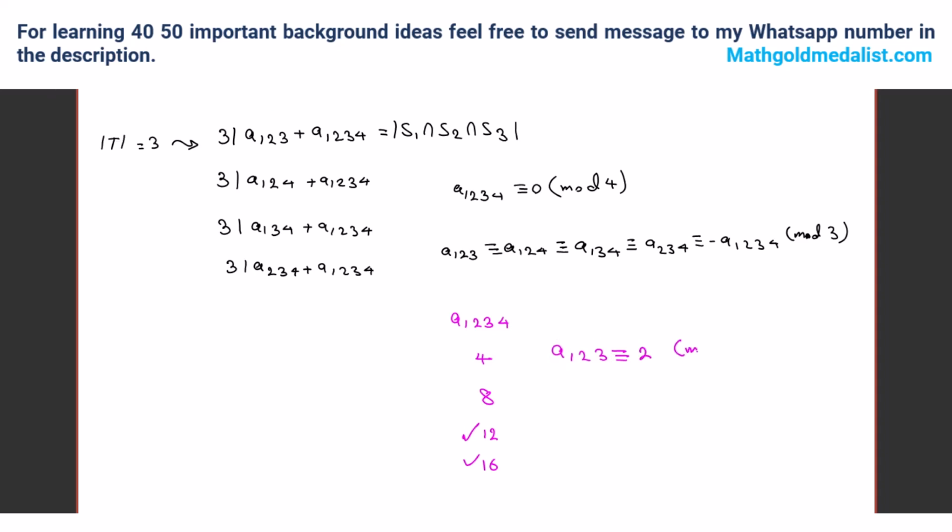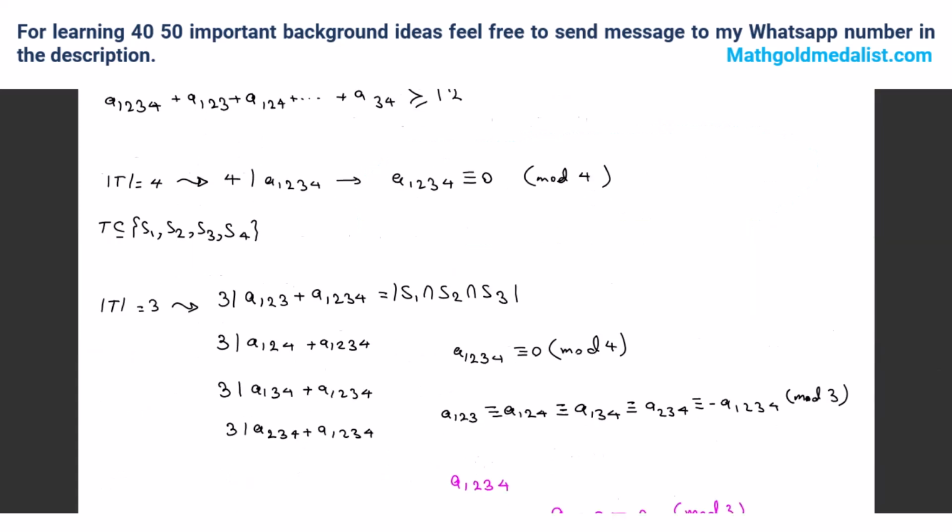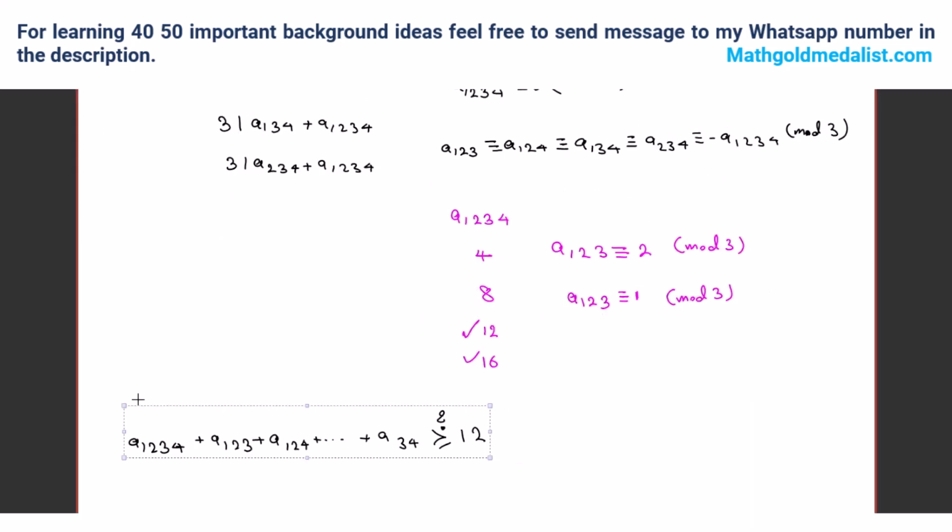2 mod 3, exactly. And for this one, A1 to 3 would be what mod 3? Exactly. So if you consider these two cases, you can prove in each of them we have at least 12. We want to calculate what? We want to calculate this. Let's define this one as, for example, t. For each of them, I can prove that t is at least 12.